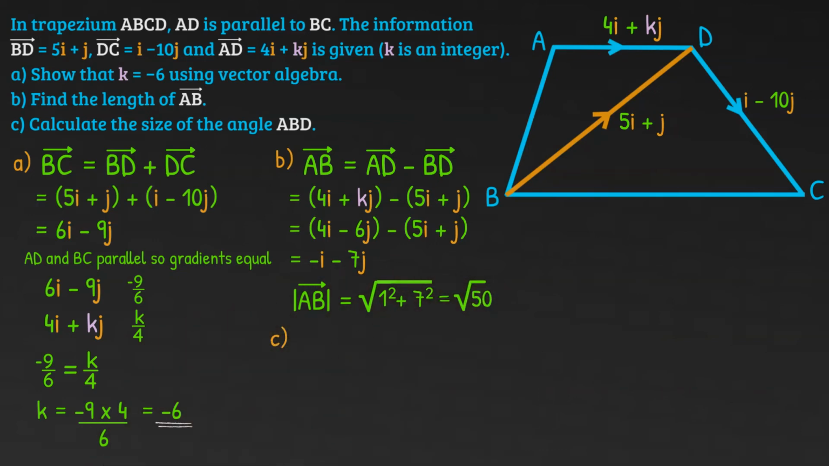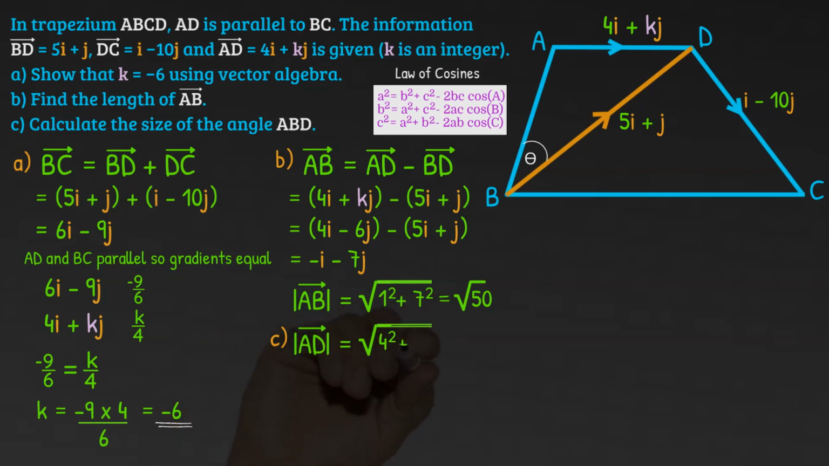And finally, in part C, we want to calculate the angle ABD. Now to do this, we're going to need the law of cosines. So we'll first have to work out the length of AD and BD. And AD, using the same method above, is root 52, and BD, using the same method above, is root 26.